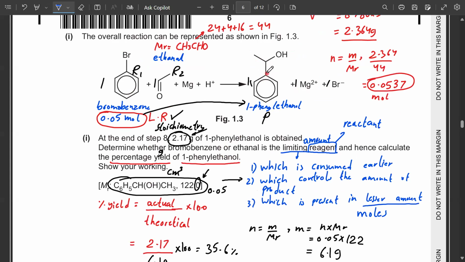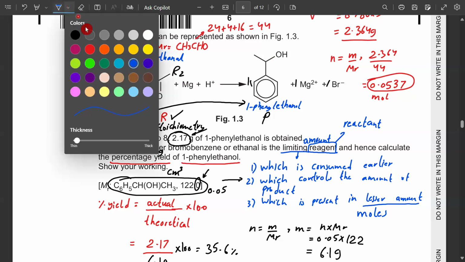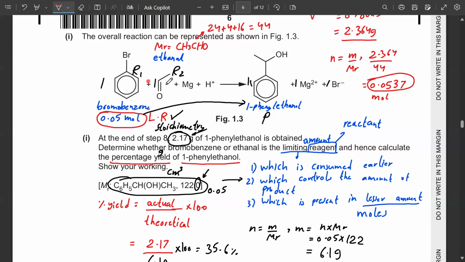And this is not the only product. There is also magnesium ion, there is also bromide ion. But we do not see the carbonyl group anywhere. So that indicates we need to see other substances as well. The other substances are bromobenzene, ethanal, magnesium element, and hydrogen ion. Where is the carbonyl group present in the whole reaction? Ethanal, exactly. We have the carbonyl group in ethanal.